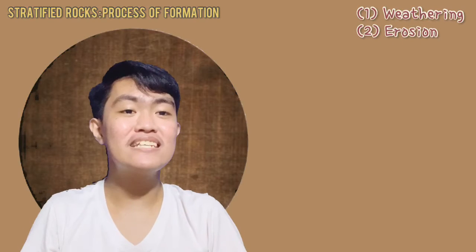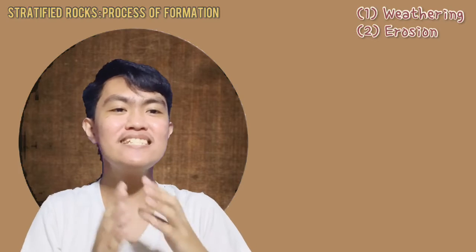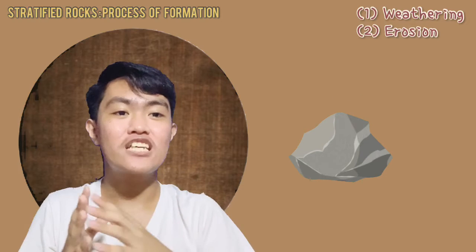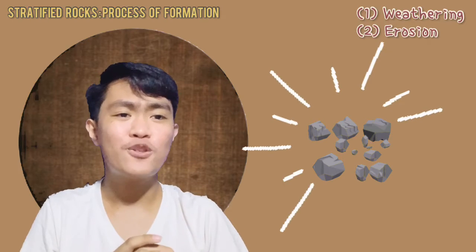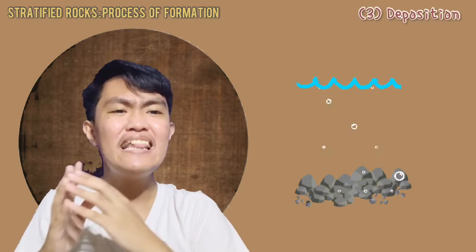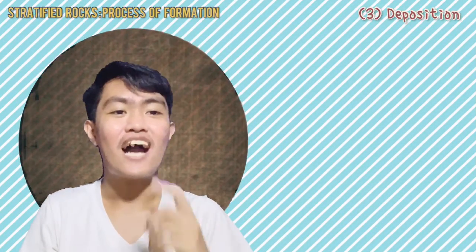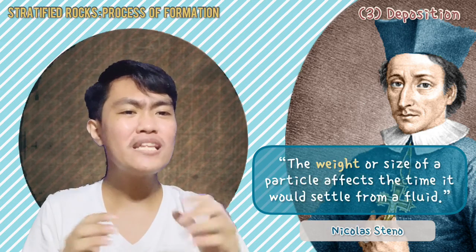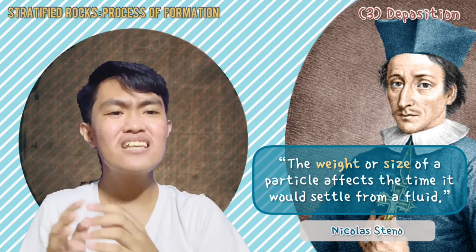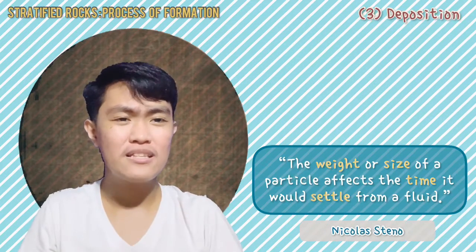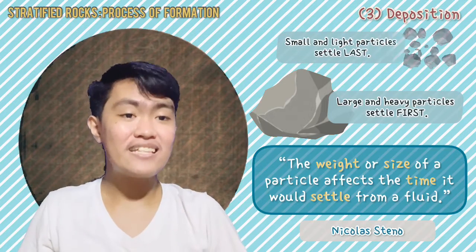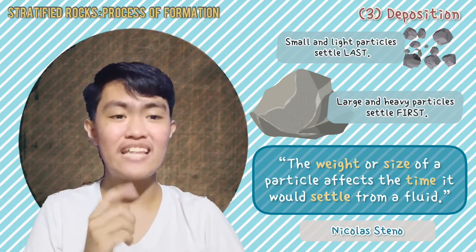The first thing that happens in the formation of stratified rocks is the exposure of an old rock to wind and water. Due to this exposure, the rock will break into pieces and these particles will settle to the bottom of rivers, lakes, and oceans. According to the study of Danish scientist Nicolas Steno, the weight or size of a particle affects the time it takes to settle from a fluid. The largest and heaviest particles settle first, and the lightest and smallest particles settle last.